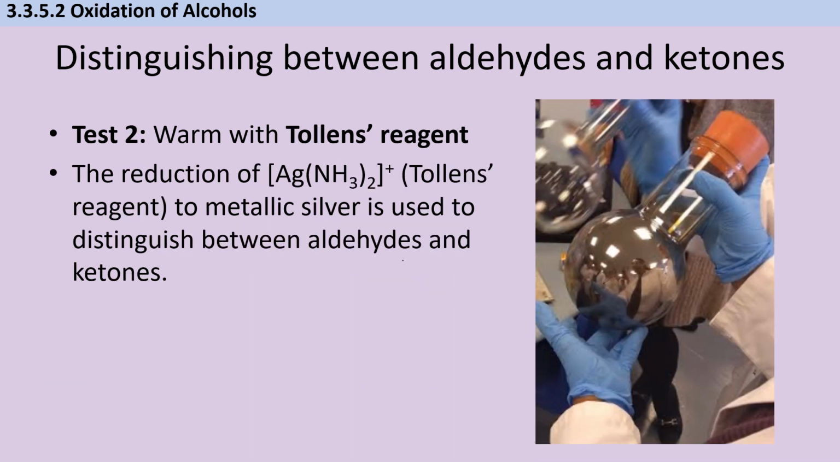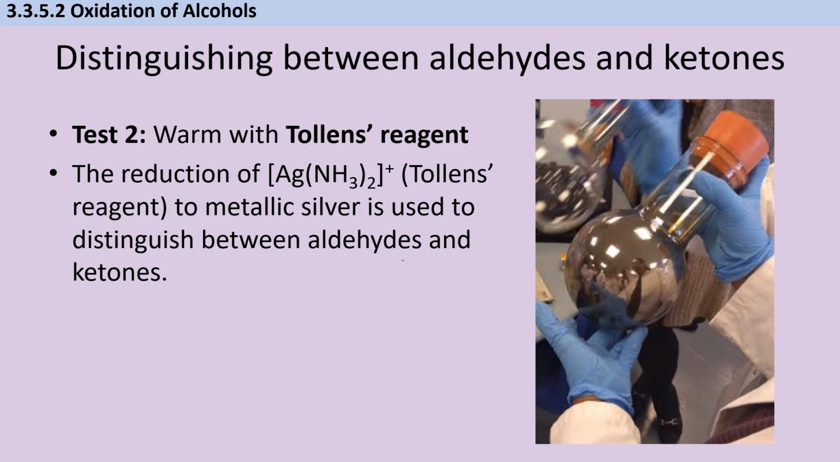And then the alternative is that you use Tollen's reagent. So you make this by adding a small amount of sodium hydroxide to some silver nitrate, so you get a silver oxide precipitate, and then you redissolve that in ammonium hydroxide to make your Tollen's reagent.